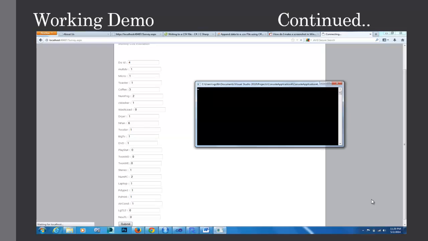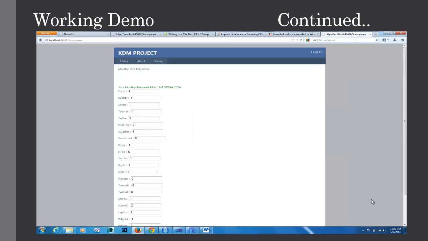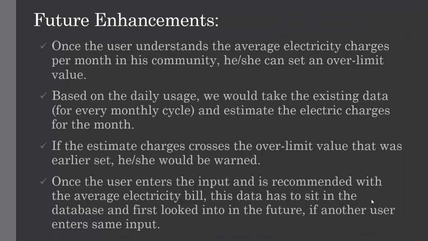Once the user enters the details, then runs the console application. This shouldn't take more than 5-10 seconds. Once the application runs successfully, we get the result here. For the example that I'm currently stating, the estimated bill is like $1,300 per month.